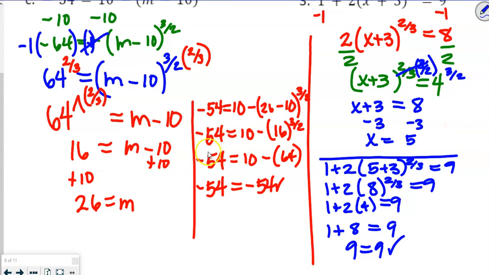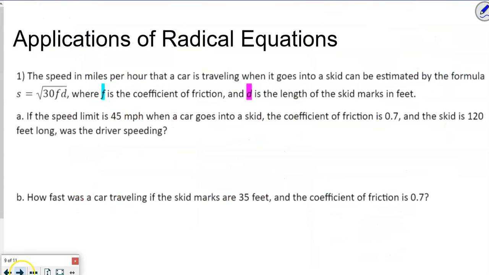All right, so we got some application problems now. It says the speed in miles per hour that a car is traveling when it goes into a skid can be estimated by the formula S equals the square root of 30 FD, where F is the coefficient of friction. This is important that we know what that is. D is the length of the skid marks in feet. Okay, and then we see this formula. It says, wait a minute, where's the S? Oh yeah, so it's speed in miles right there.